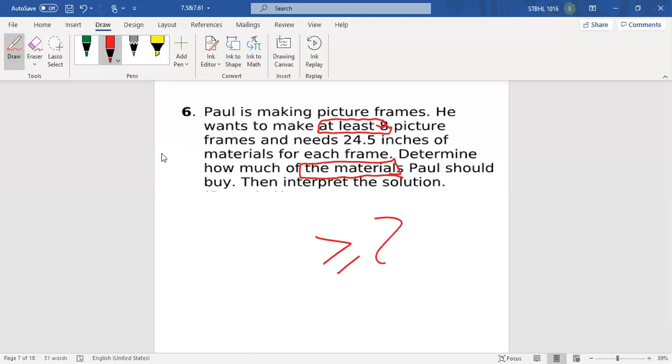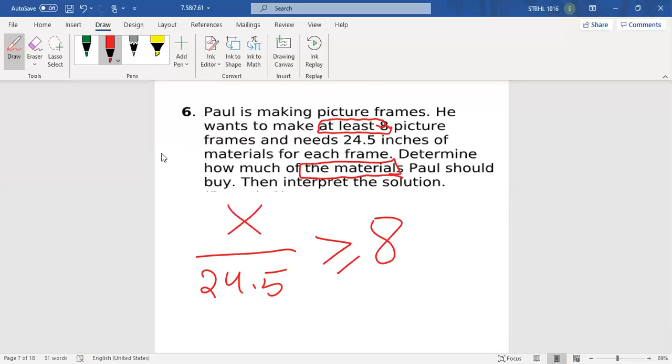Frames, and we need 24.5 inches of material for each frame. I don't know how many frames. So for each frame, we need 24.5. Suppose the variable that will indicate the material he should buy is X.